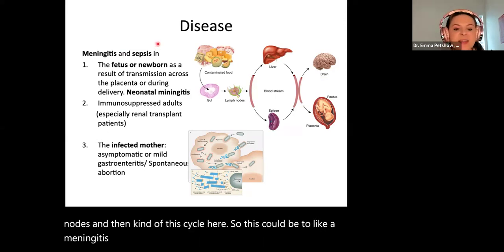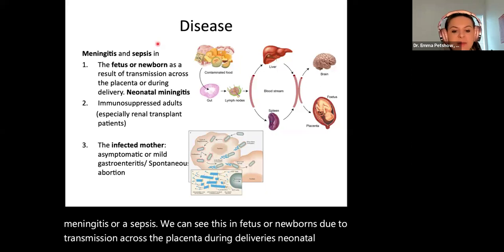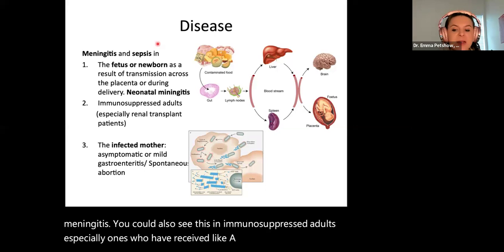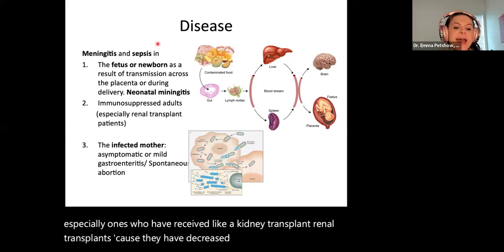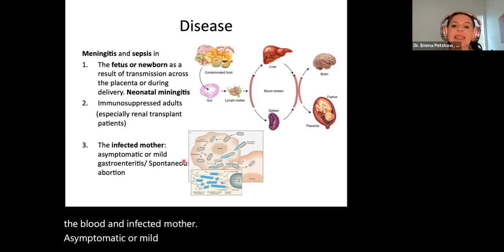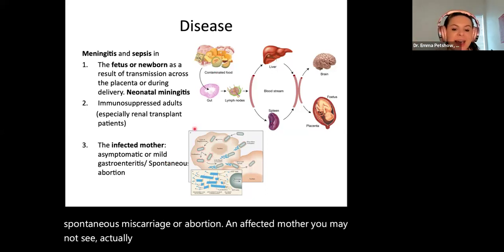We can see this in fetus or newborns due to transmission across the placenta or during delivery, so neonatal meningitis. You could also see this in immunosuppressed adults, especially ones who have received a kidney transplant, renal transplant, because they have decreased ability for filtering through the blood. And infected mother, asymptomatic or mild gastroenteritis, but this would lead to a spontaneous miscarriage or abortion in an affected mother. You may not see actually a major big disease occur, except for loss of child, loss of fetus.